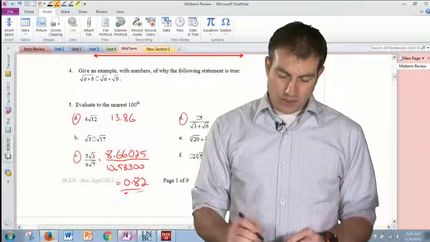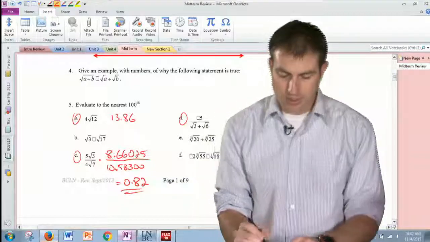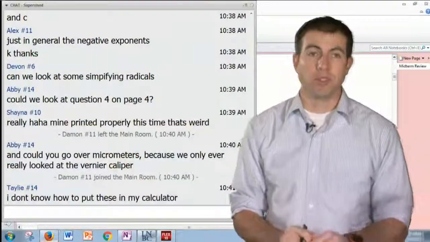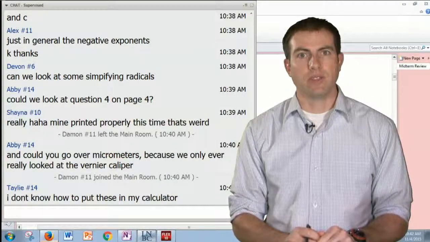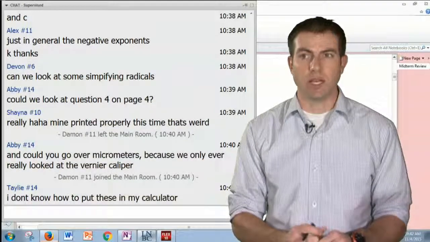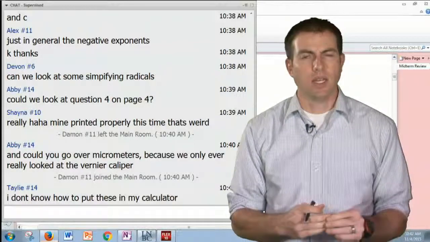So, Taylor, if you're having issues with your calculator, it's one of these things I can't really help you with until I see your calculator. And then even then, it's best to just kind of start with a really simple example, and then you can kind of work from there. So don't start with these really complex ones.